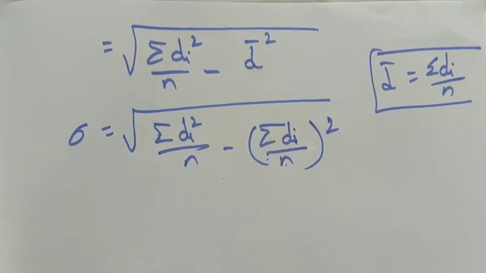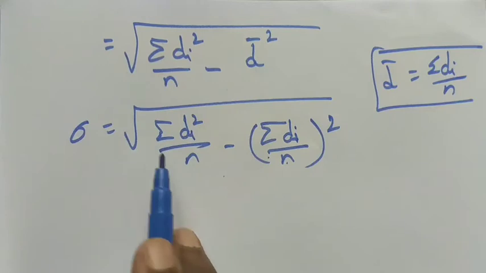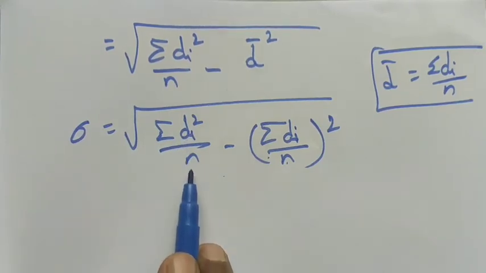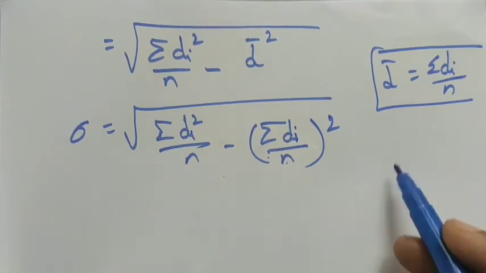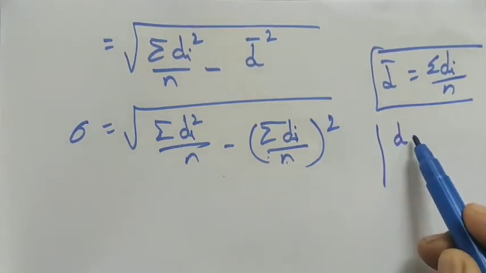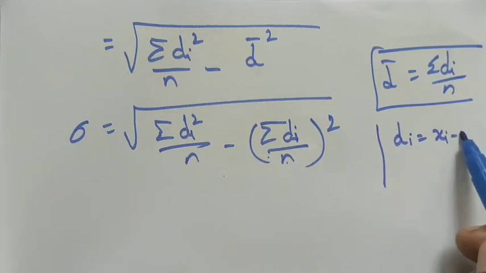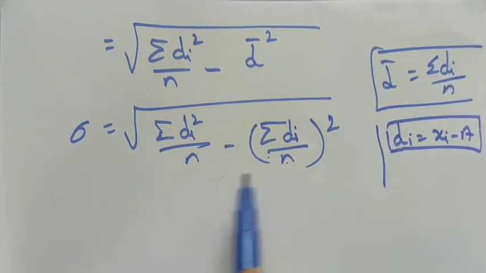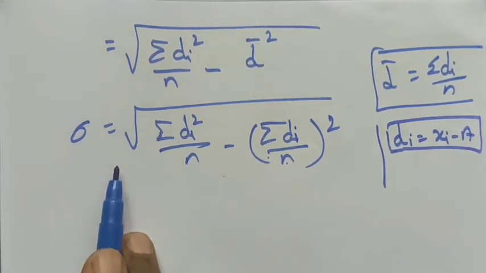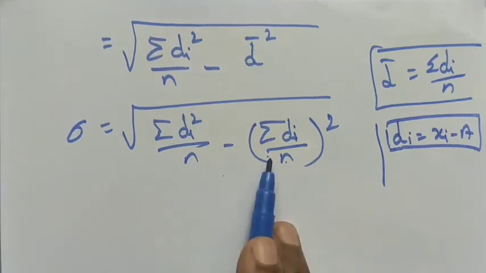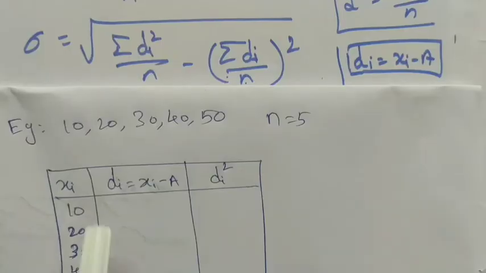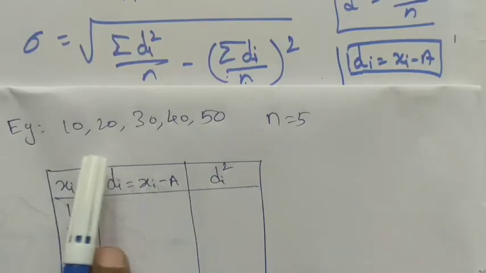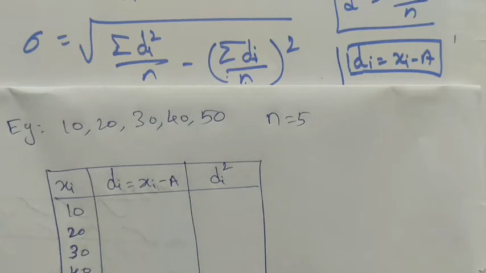So the same, instead of the direct method, we have xi divided by n, right? In the assumed mean method, we have the deviation di equal to xi minus a. So the only change is in the term d. So for the direct method or the assumed mean method, we have the same formula, only the deviations change. Here let me take the same example: 10, 20, 30, 40. Here the standard deviation is much easier.